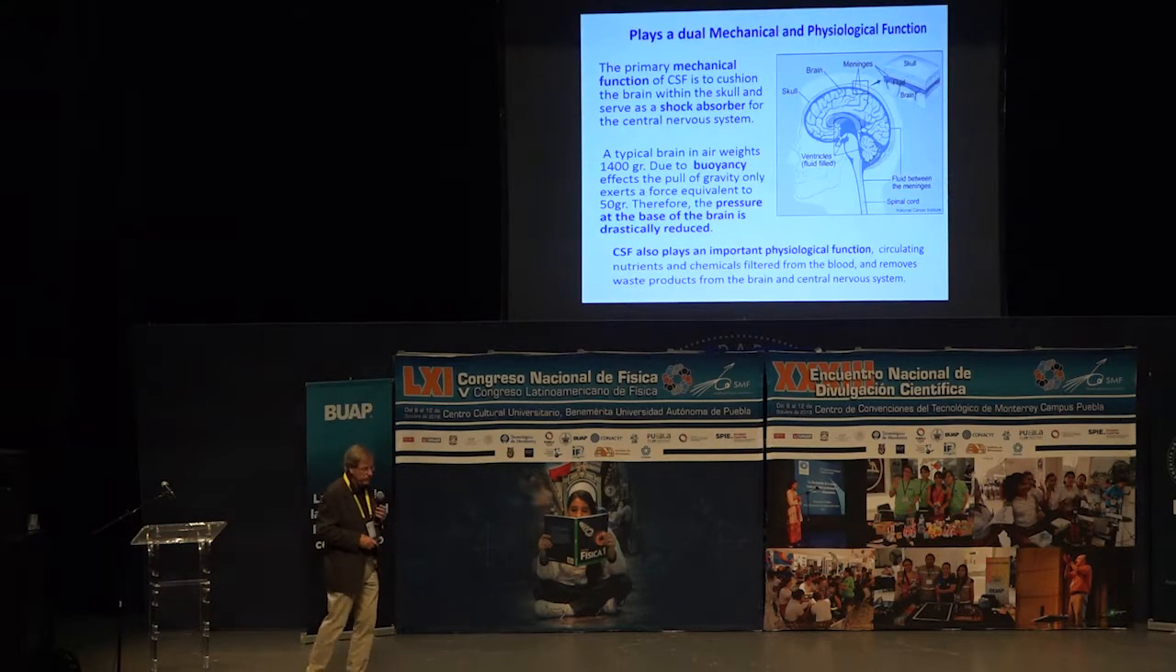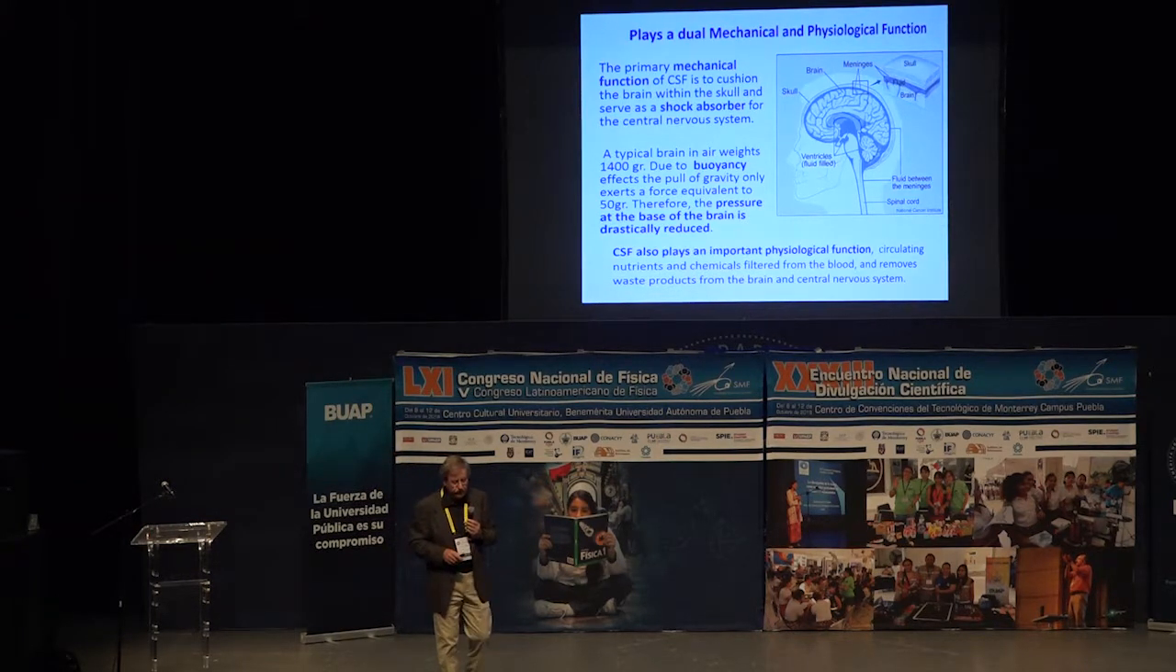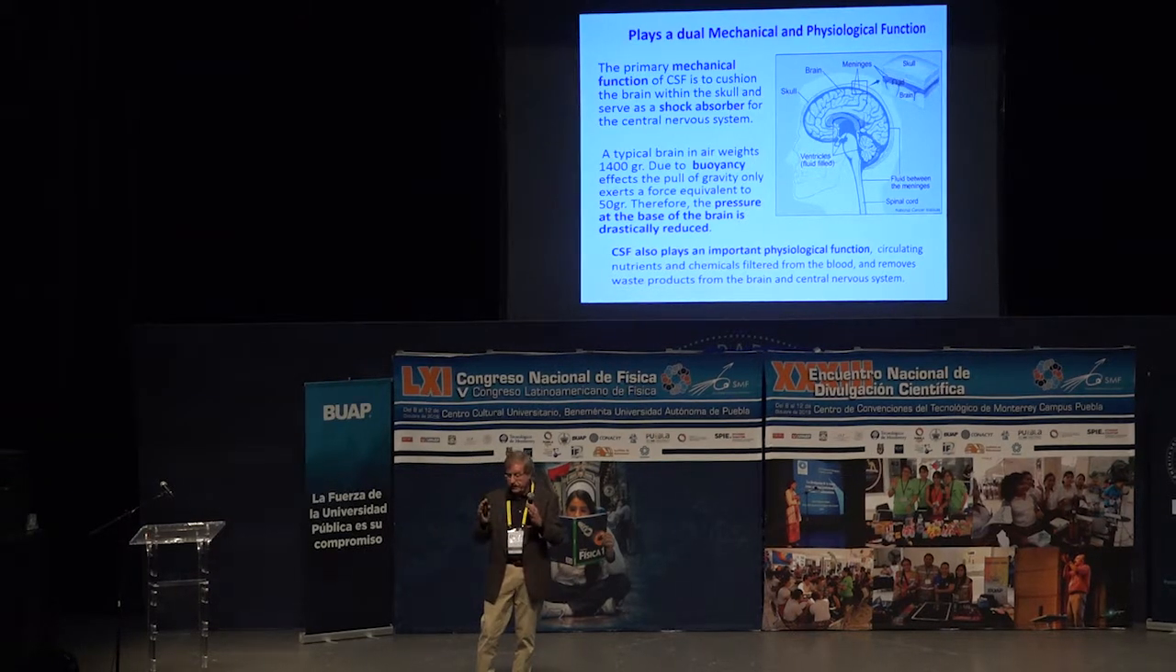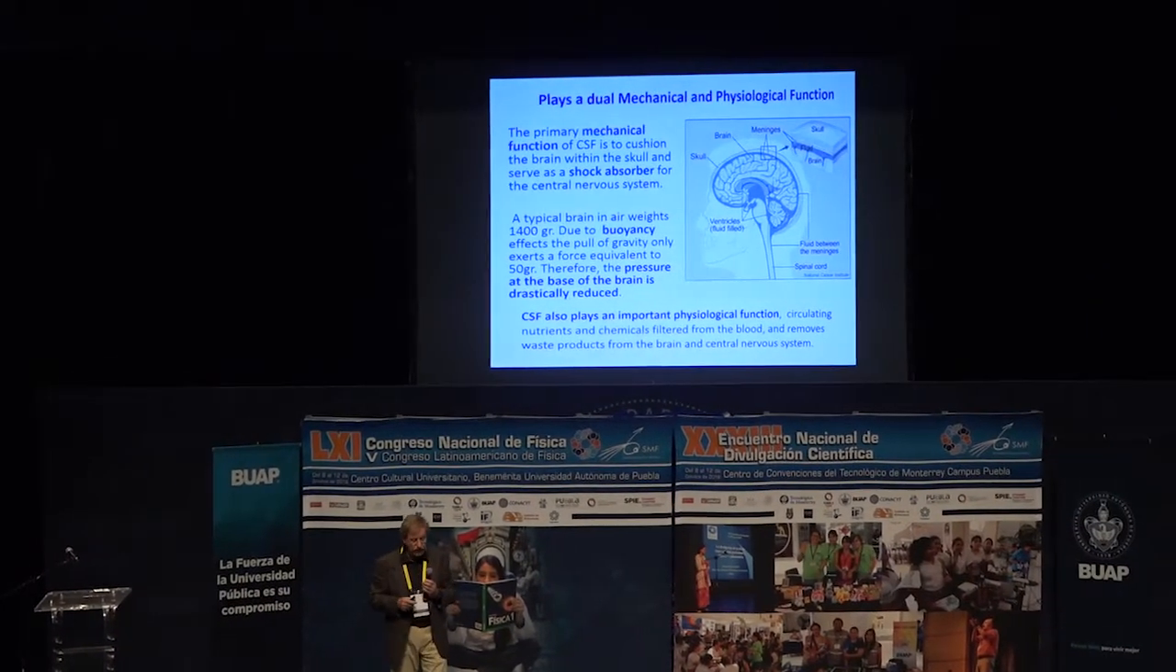So this cerebrospinal fluid plays a dual function. The first function is that, because it's surrounding the entire brain and the spinal canal, it acts like a shock absorber. So when you hit your head, you have this fluid surrounding the brain, between the brain and the ridge of the skull, and that acts as a shock absorber to protect the brain from the trauma. So that's one important function.